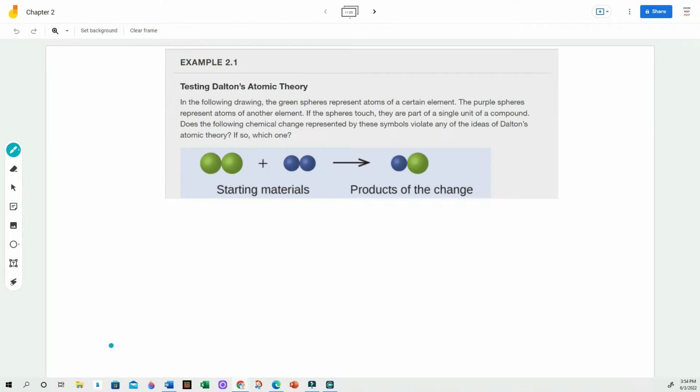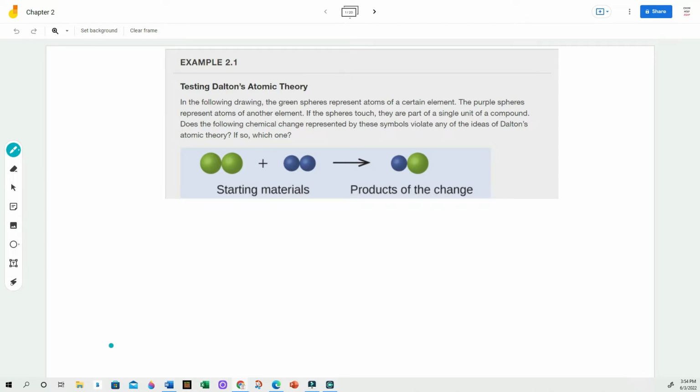We are going to be working through the Chapter 2 example problems in the OpenStax Atoms First textbook. I'll be working through both the example and the Check Your Learning problems. So let's get started with example 2.1, testing Dalton's atomic theory.